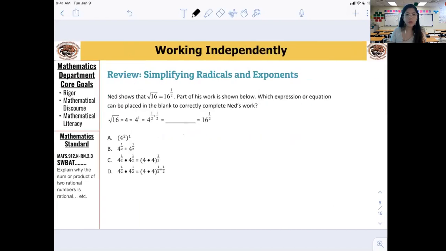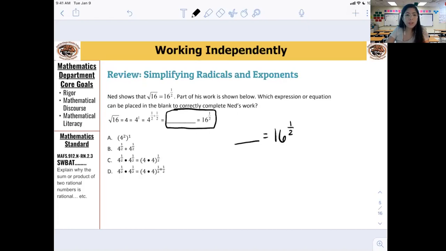All right, let's try another one. Okay, this one looks complicated, I know, but let's just break it down. So Ned shows that the square root of 16 equals 16 to the power of 1/2. Part of his work is shown below. Which expression or equation can be placed in the blank to correctly complete Ned's work? So basically, don't stress too much about what he did, because at the end of the day, whatever goes in the blank has to be equal to 16 to the power of 1/2. So just take a look at that part.